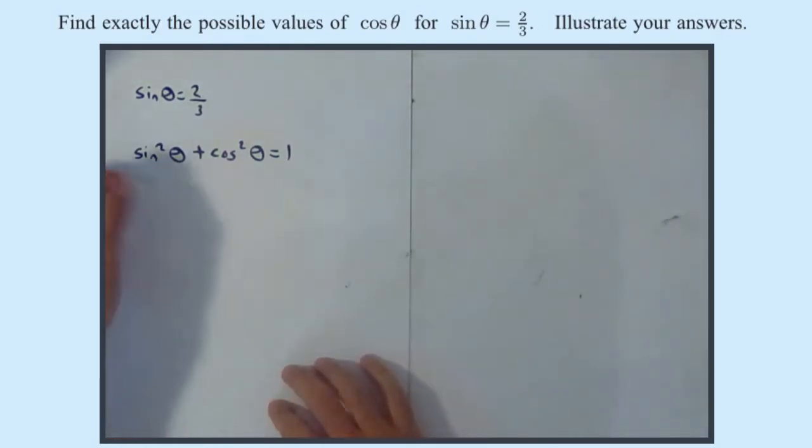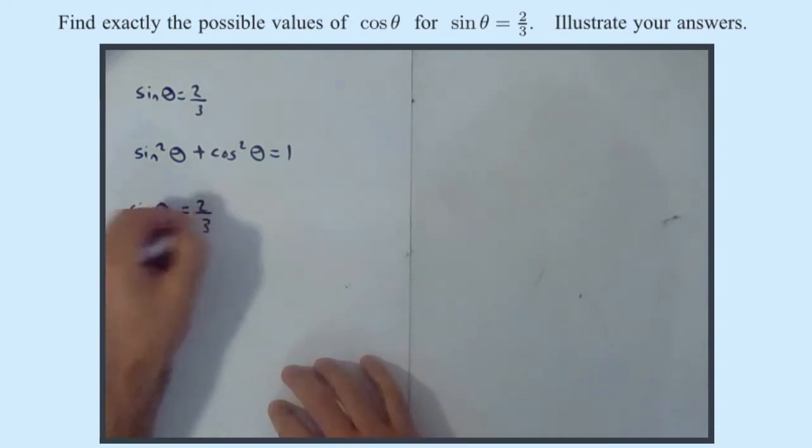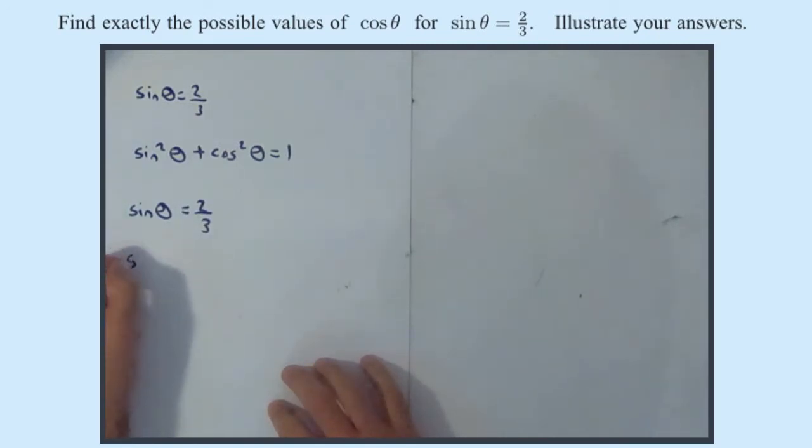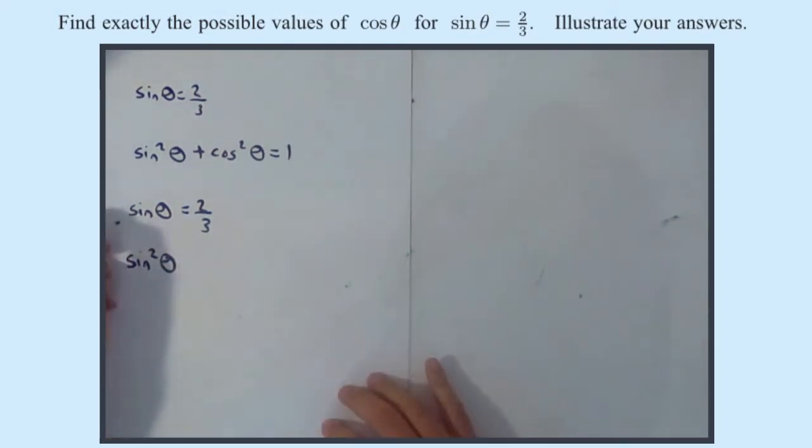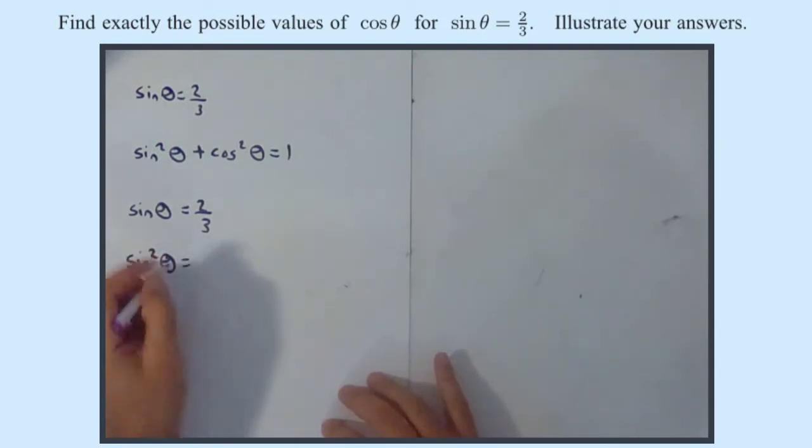So what I can do, I can take this sine theta equals 2/3, and then I can square both sides. So that would be sine squared theta. Remember, sine squared theta means sine theta, then you square it. It's like having a sine theta in a bracket with a squared, but we write it like this. That means sine theta then square equals 2/3 squared, which is 4/9.